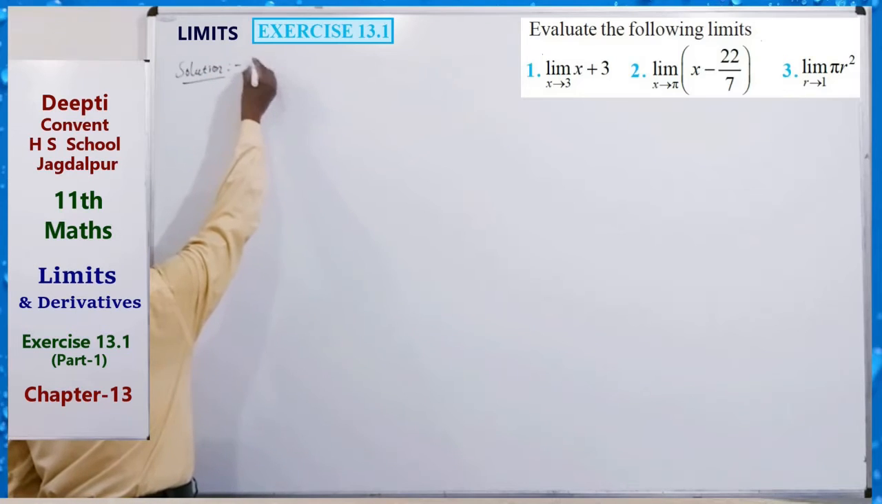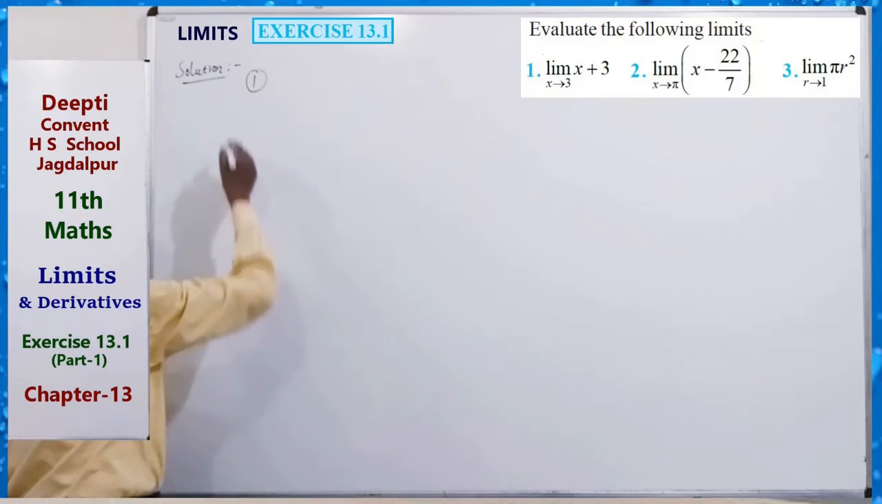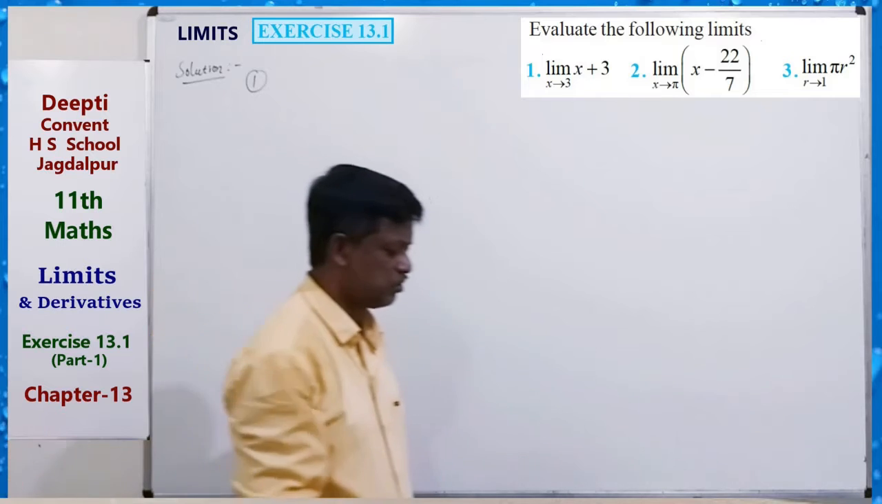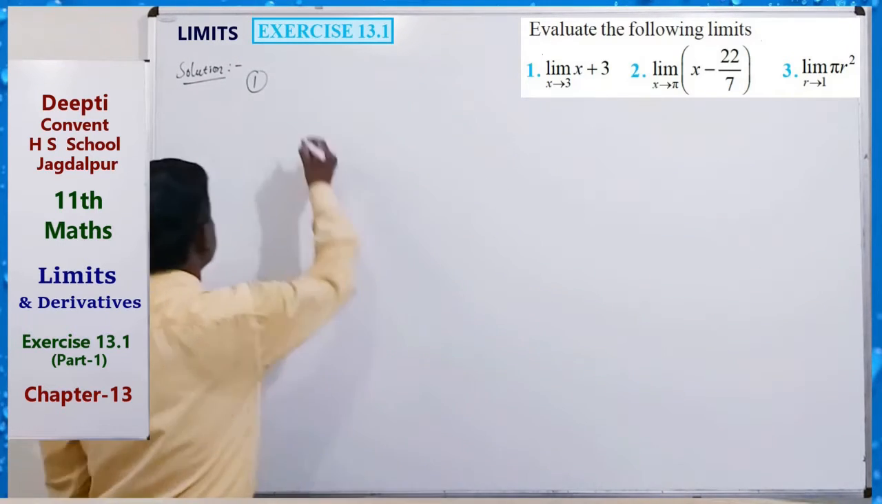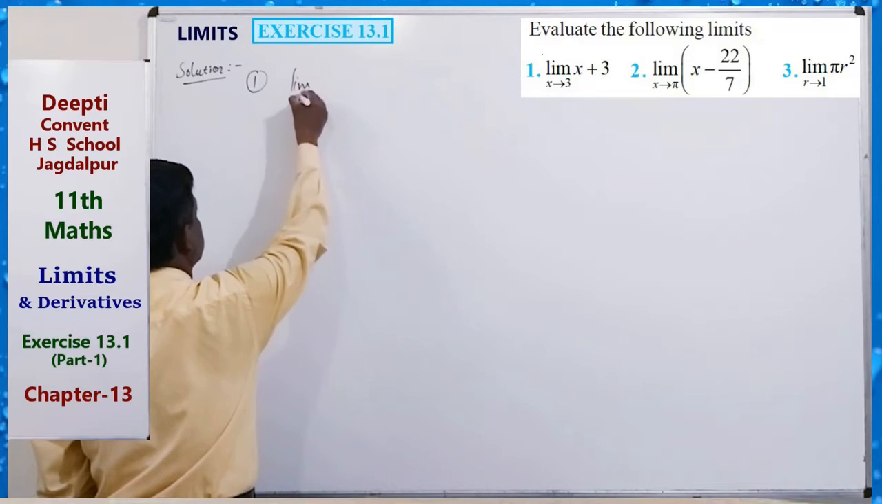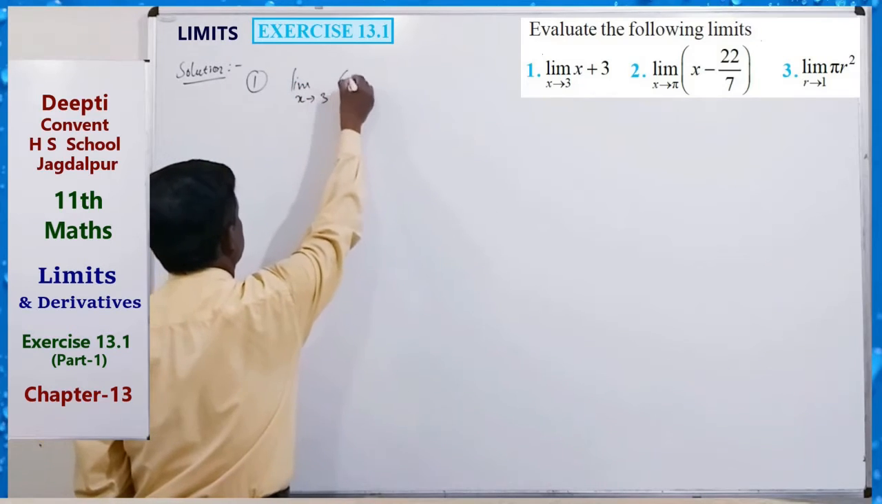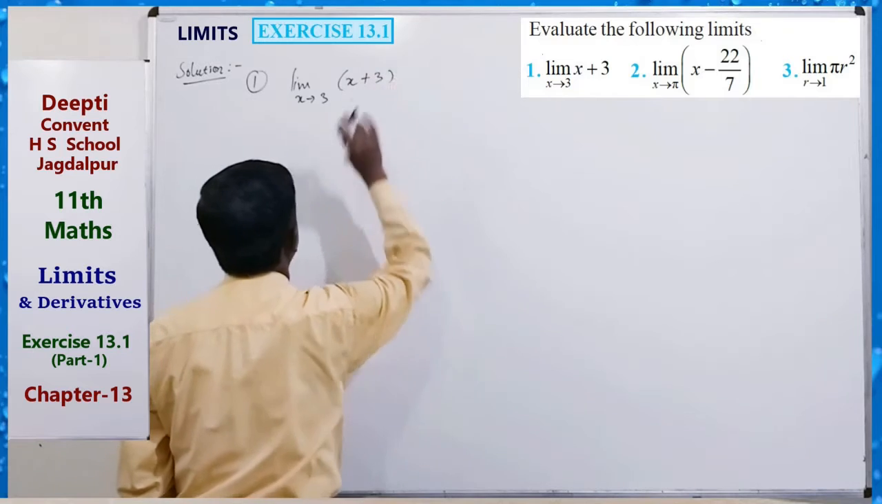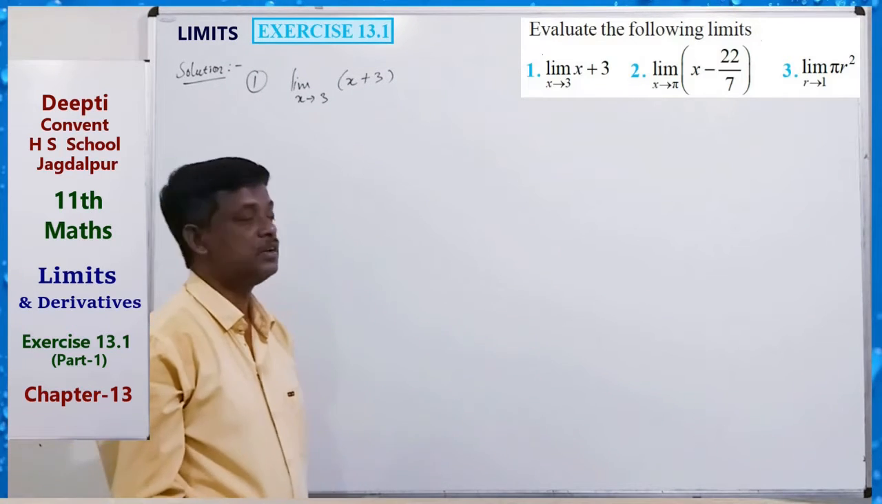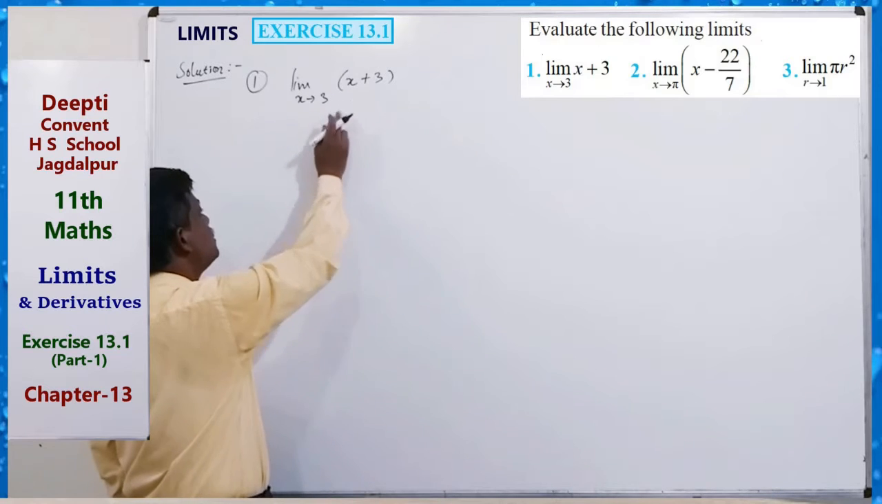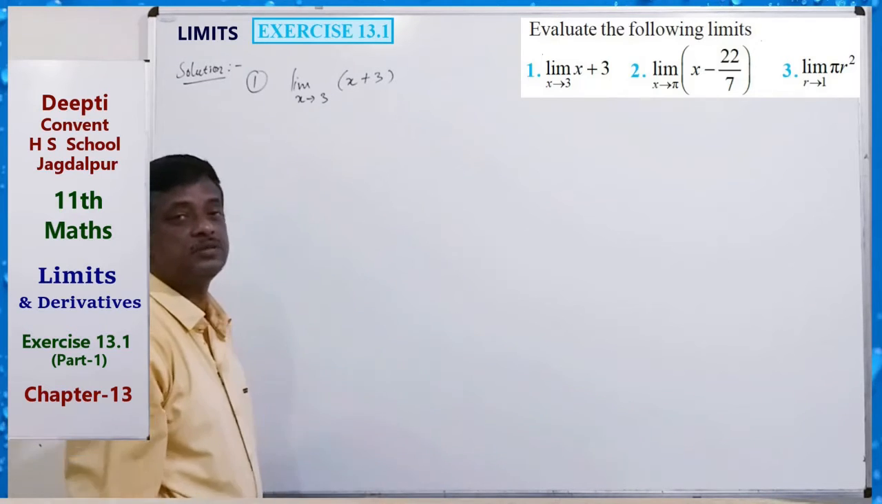Of 13.1 question 1. Some very simple questions are given. Limit x tending to 3 of x plus 3. So what is the function? x plus 3, with denominator 1. We are trying to find the value of this limit. How? Just distribute it.